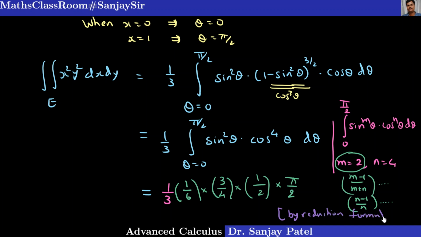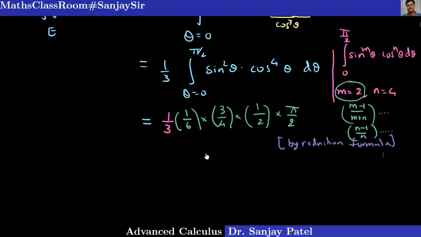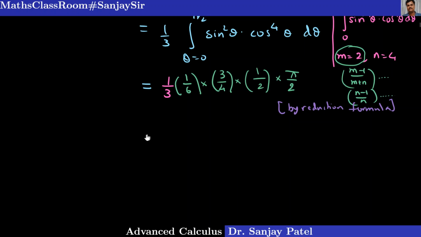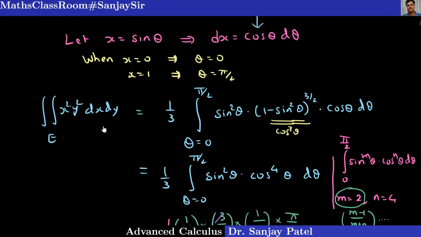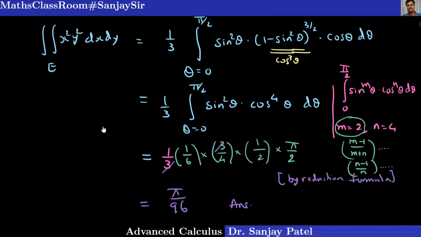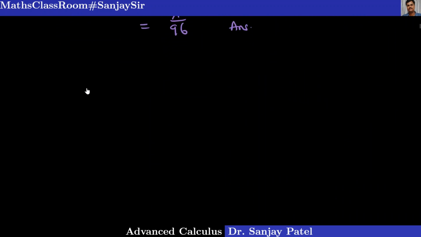If you don't know, you just recall that formula and then understand this. So simplifying this, 3 gets cancelled, and what I will be getting here is, 6 4s are 24, 2s are 48, 2s are 96. So pi by 96 is the final answer. Okay. So we have found the value of this double integral over the given region. Fine. Let us take another example.